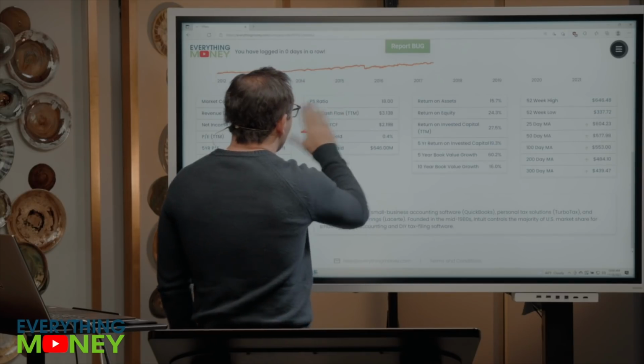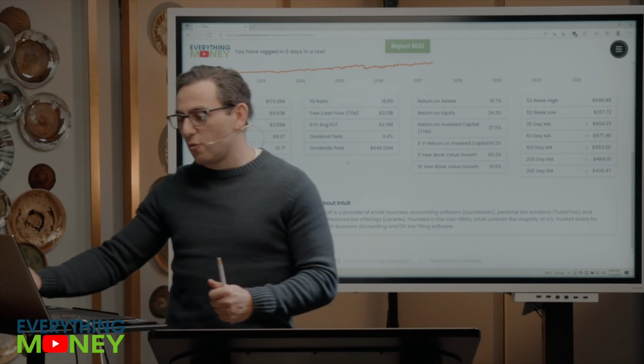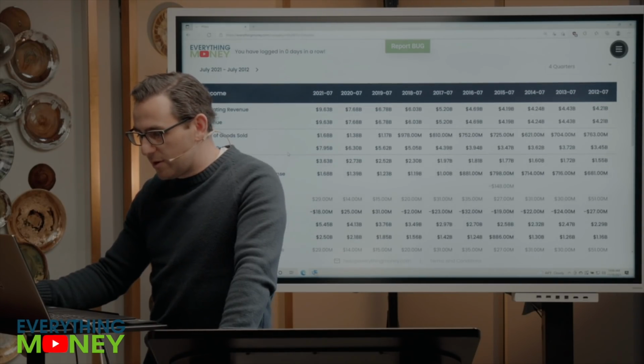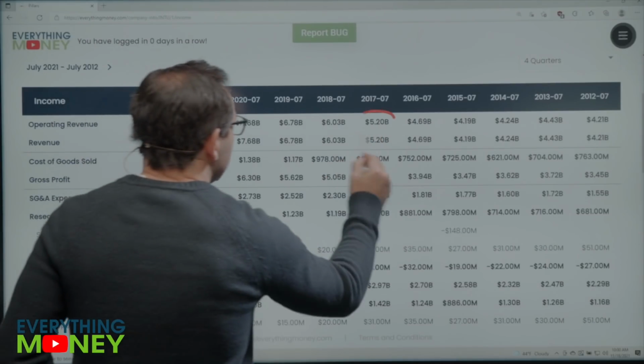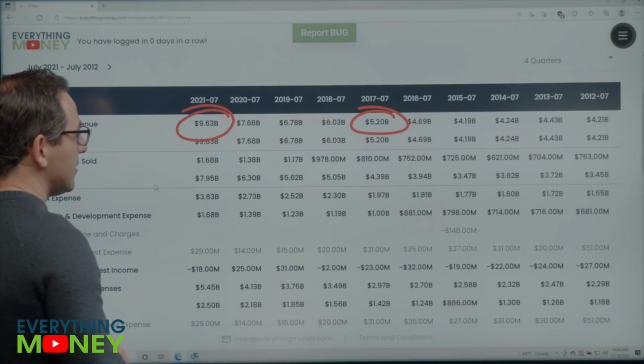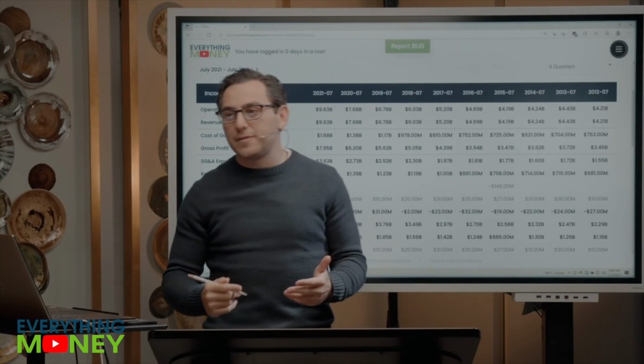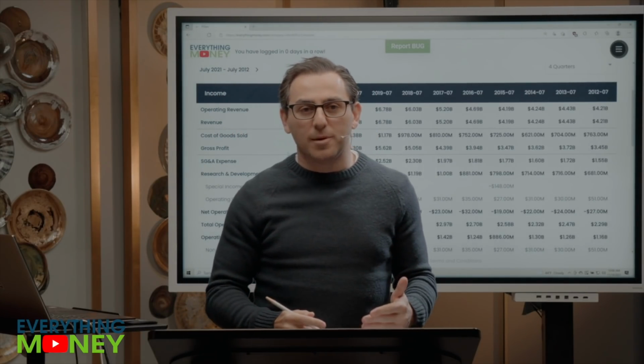Okay, keep going. Okay, so pillar number 3 is revenue growth of the last 5 years. So we go to the income statement in our software, and we see 5.2 billion to 9.6. That's a check mark. Now, they do have an acquisition in here. I was reading about them, and they did buy Credit Karma.